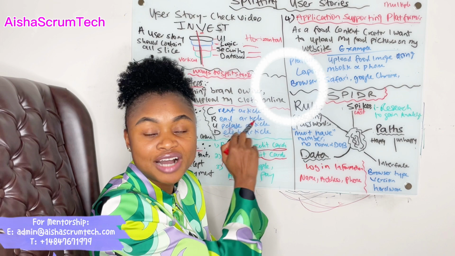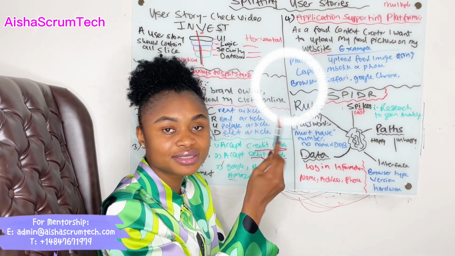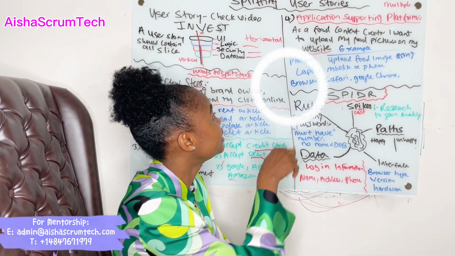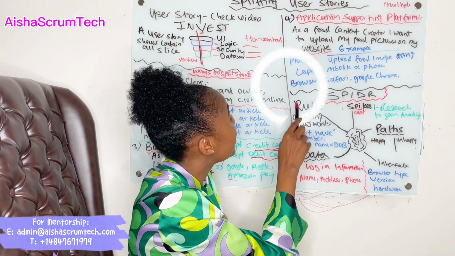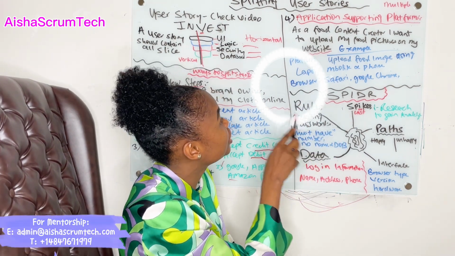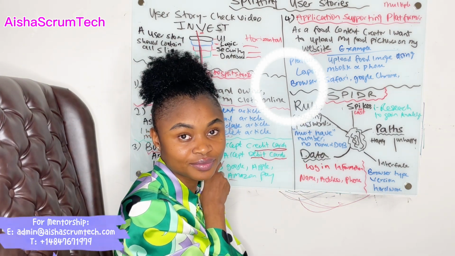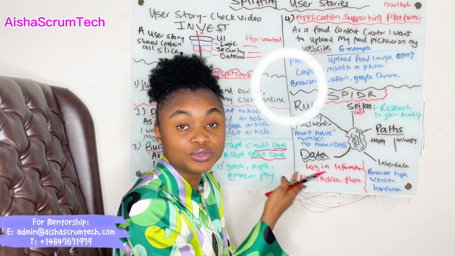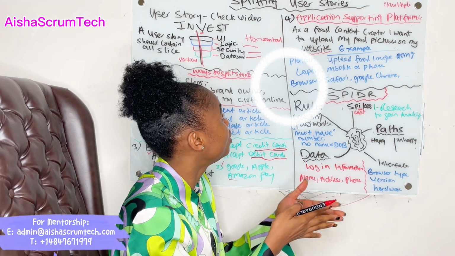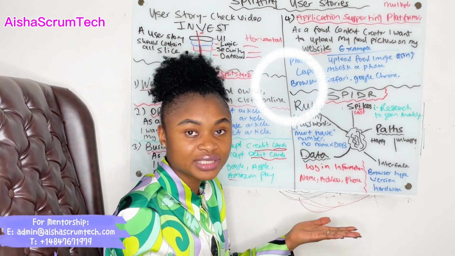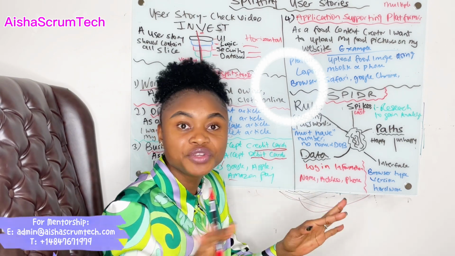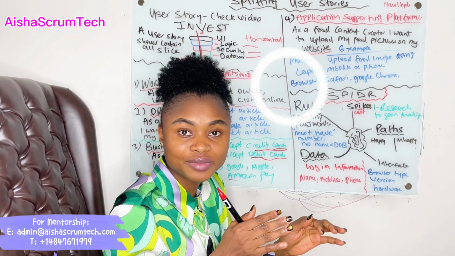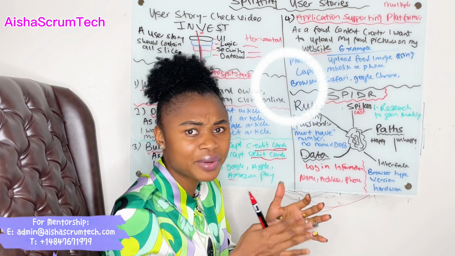So the example I have on my board here that we can discuss in this user story is, as a food content creator, I want to upload my food pictures on my website. So basically, this food content creator wants to upload their picture on a website, right? We all know that we have a website. People can view it from their desktop. They can view it from their laptop, their telephone, iPad, and all of that.